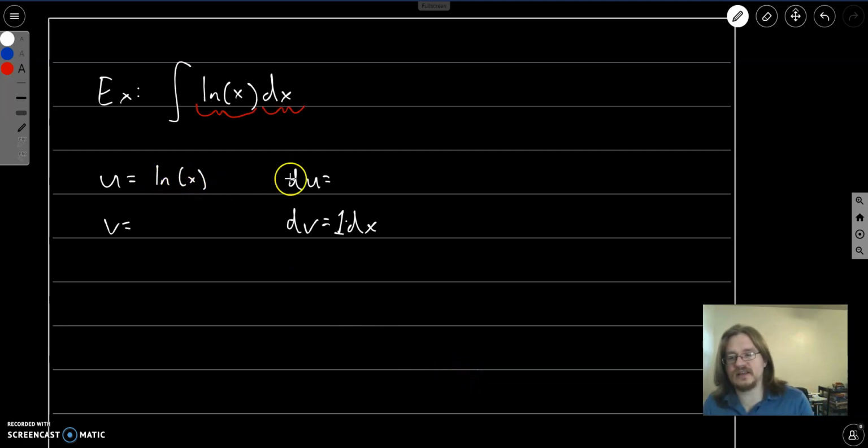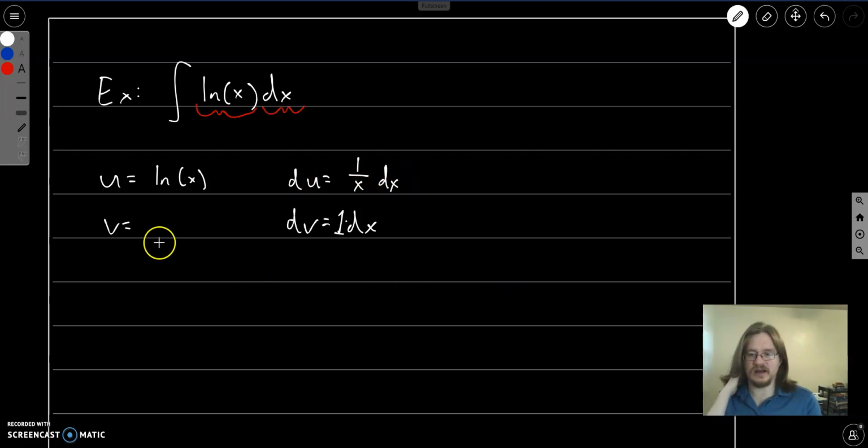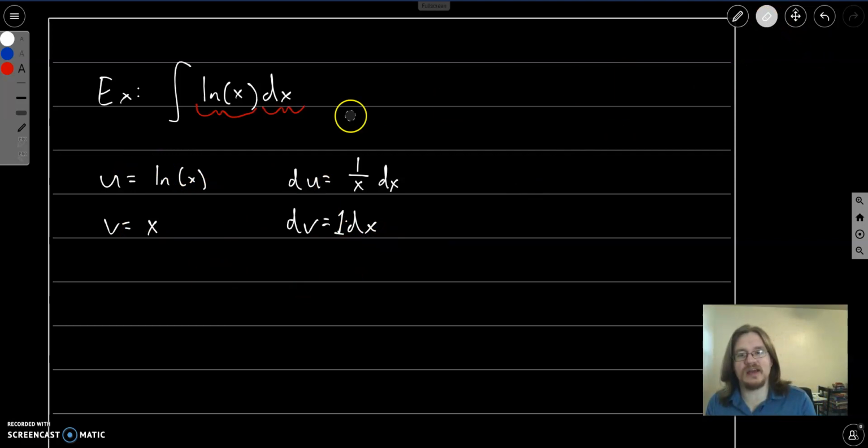Now there's a reason why we would do this. The natural log of x is something that I can find the differential for. I can take the derivative. The derivative of the natural log of x is 1 over x, and to make it a differential, this is going to be dx. Lastly, I have to find v. What function is 1 the derivative of? Well, the derivative of x is 1. And that's it.